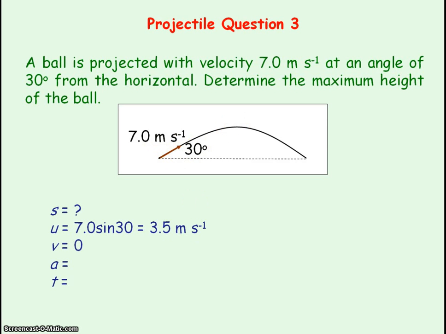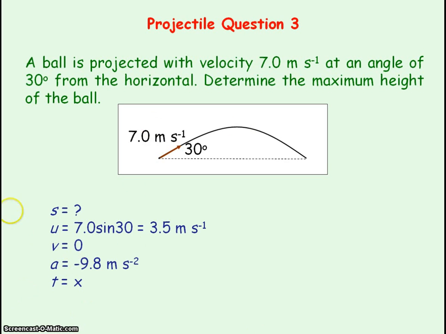The acceleration vertically is due to gravity, and because it's acting downwards, it's equal to minus 9.8 meters per second squared. And that's because we took our initial velocity to be upwards, so positive. So the acceleration which acts vertically downwards is negative. And we do not have the time taken.